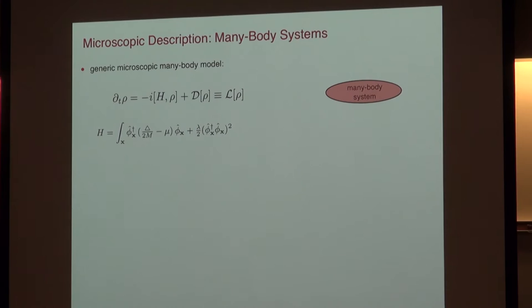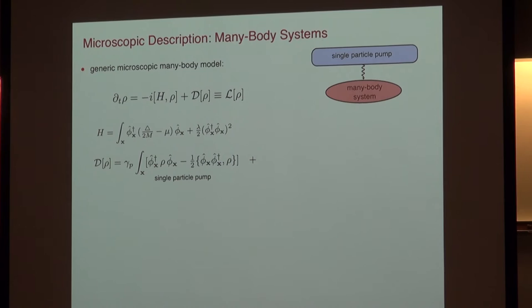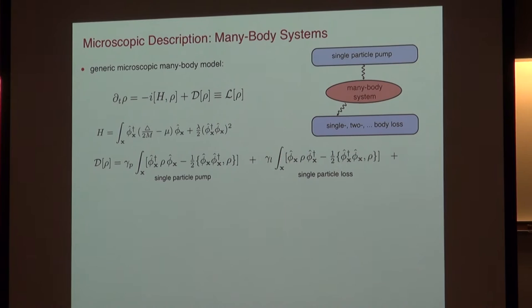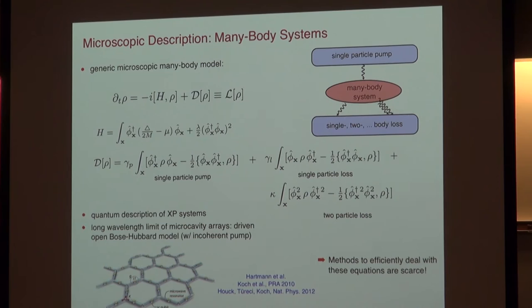Now, let's move from this two-level system to a many-body microscopic model. We take the same master equation, now with a many-body Hamiltonian, kinetic energy, elastic collisions, and we add to this the simplest, also natural processes that you can imagine: single particle pumping, single particle losses, and two particle losses. Now, this system relates to the exciton-polariton system that I was describing previously in terms of taking the semi-classical limit of this equation. This can be done in a rather strict sense. And in this semi-classical limit, the exciton-polariton Gross-Pitaevskii equation pops out again. It may also be viewed as a long wavelength limit of these microcavity arrays, realizing driven open Bose-Hubbard models, at least if one has an incoherent pump for them.